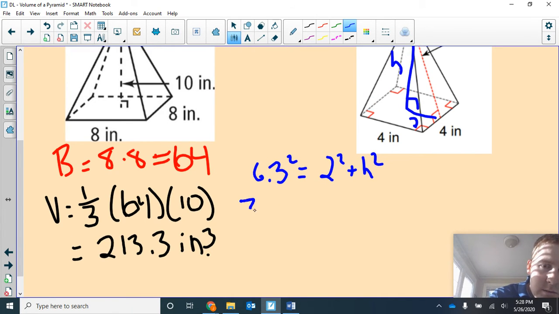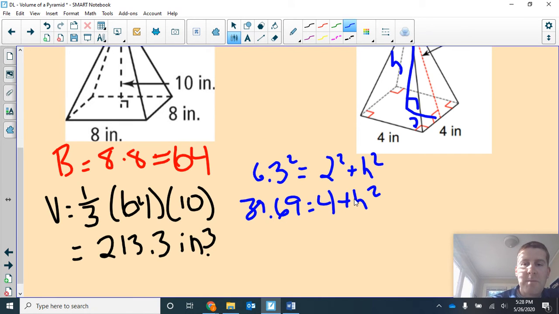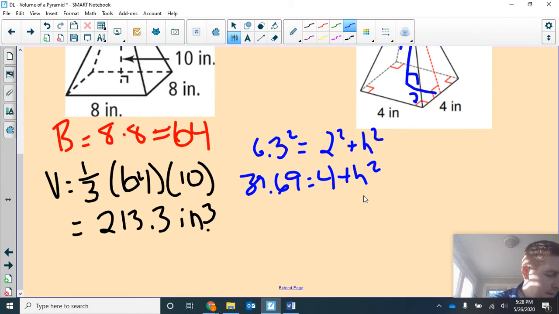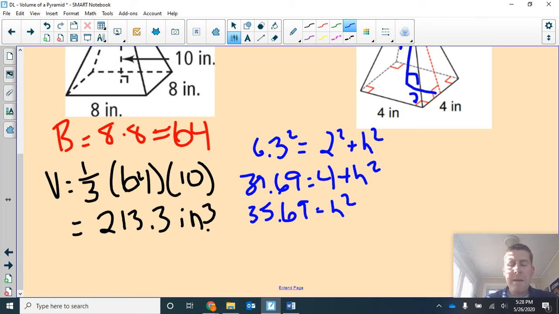Okay, and then 6.3 squared is 39.69. That's going to equal 4 plus h squared. We're going to subtract both sides by 4 to get h squared by itself, and we get 35.69 equals h squared. Okay, and then to get h by itself, we're going to take the square root of both sides.